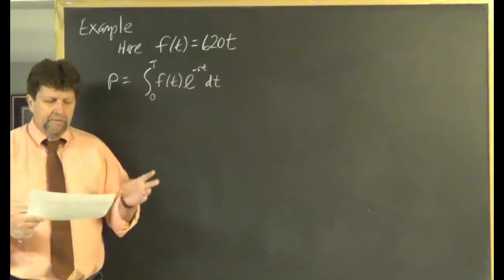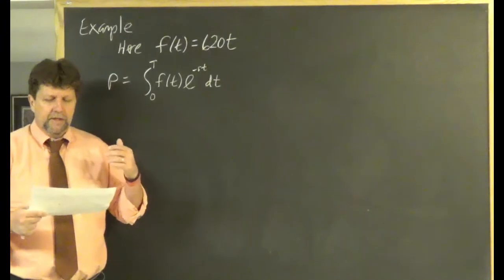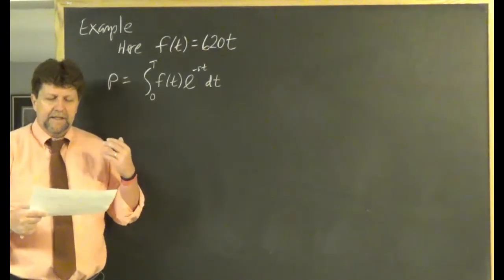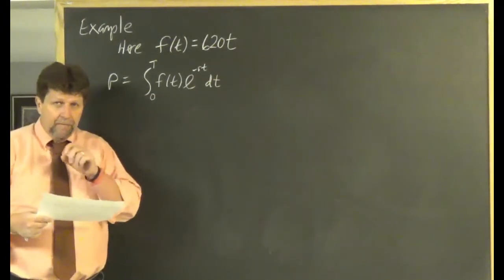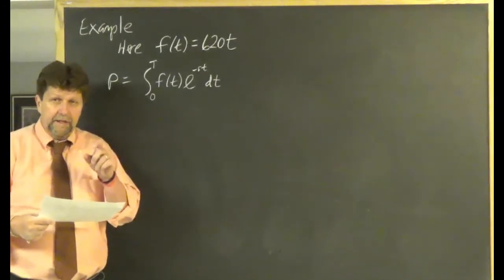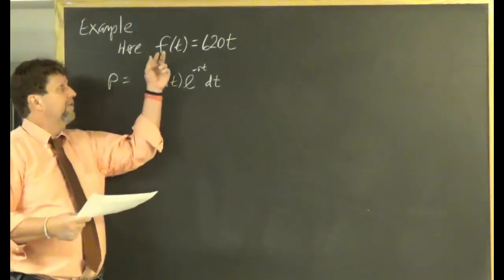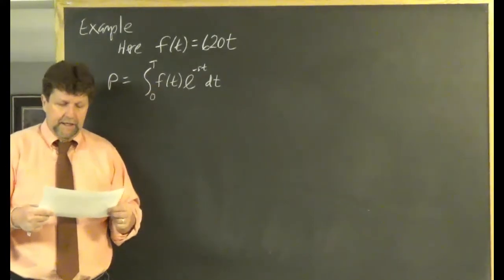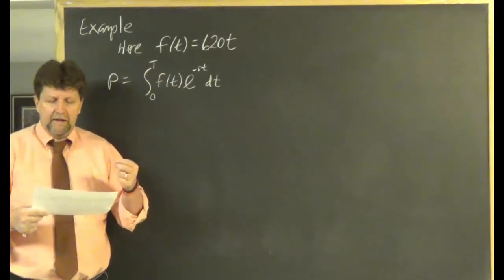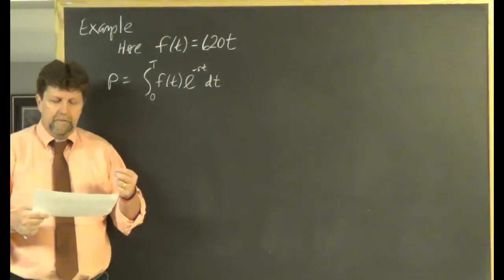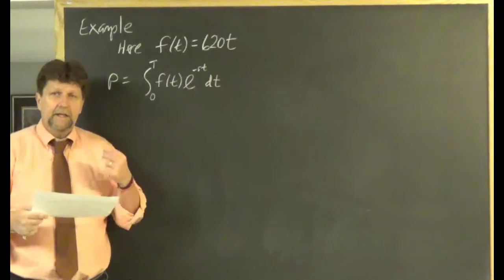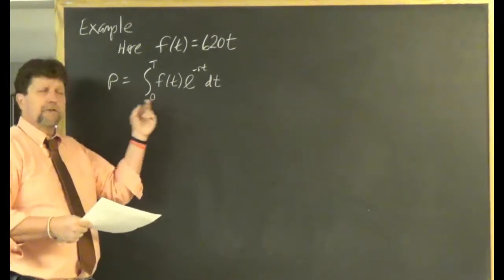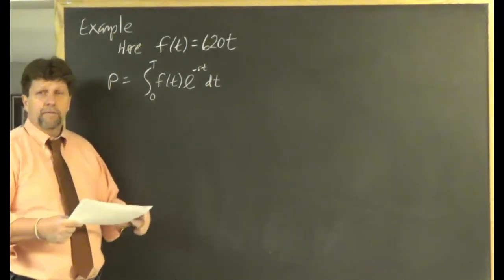All right, folks, this example was an application. There were a lot of words. When I read all the words and I see something generates income at the rate of $620,000 per year, those words are telling me that the rate of flow function, f of t, is 620t. And then we want to get the present value of that continuous income stream for the next 4 years at 5.75% compounded continuously. So, here's the formula for computing the present value.